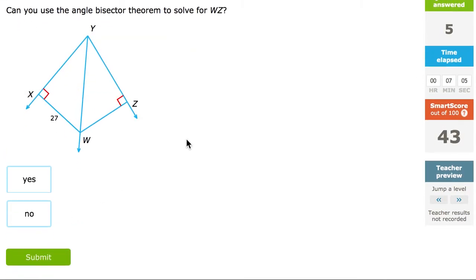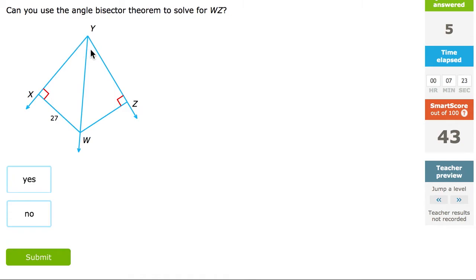Can you use the angle bisector theorem to solve for WZ? Can we figure out WZ? Let's see. If this is 27, can we assume this is 27? Well, we can't always make assumptions. The reason why we can't make this assumption here is all we are given is 27.